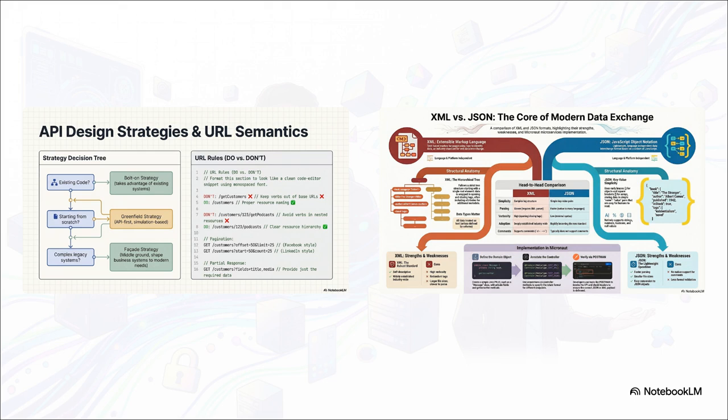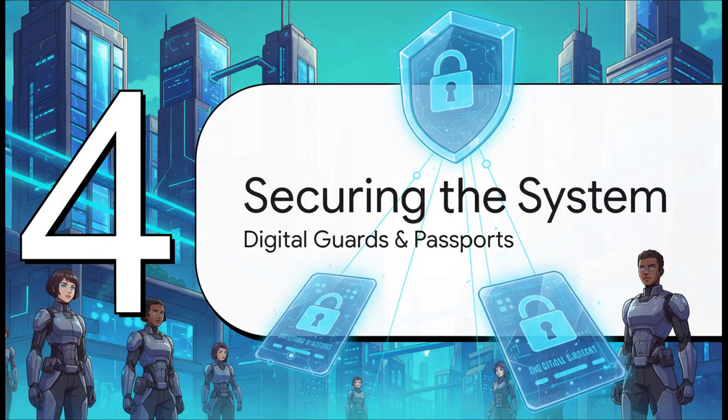The second thing is the language, the format of the data itself. For years, this was this really wordy thing called XML, but today, the standard is JSON. It's so much lighter, it's easy for both people and computers to read, and you know what? It's just faster. Okay, so our city is designed, the buildings look amazing, but we've left all the doors unlocked. It is definitely time to talk about security. Let's look at the digital guards and the passport system that protects all this valuable data.